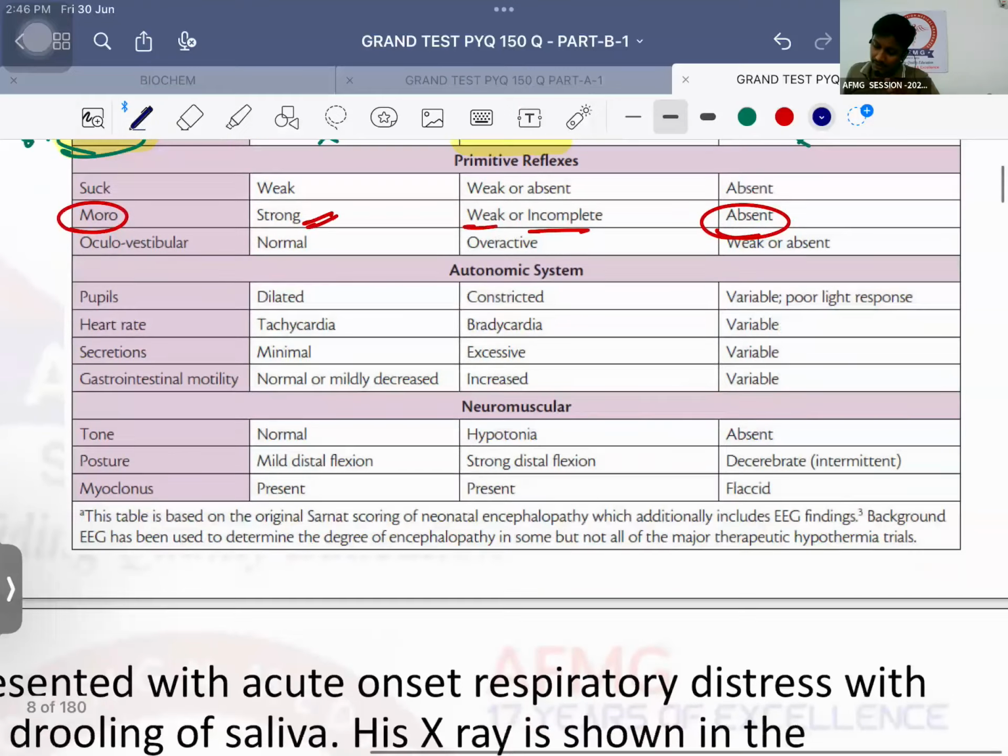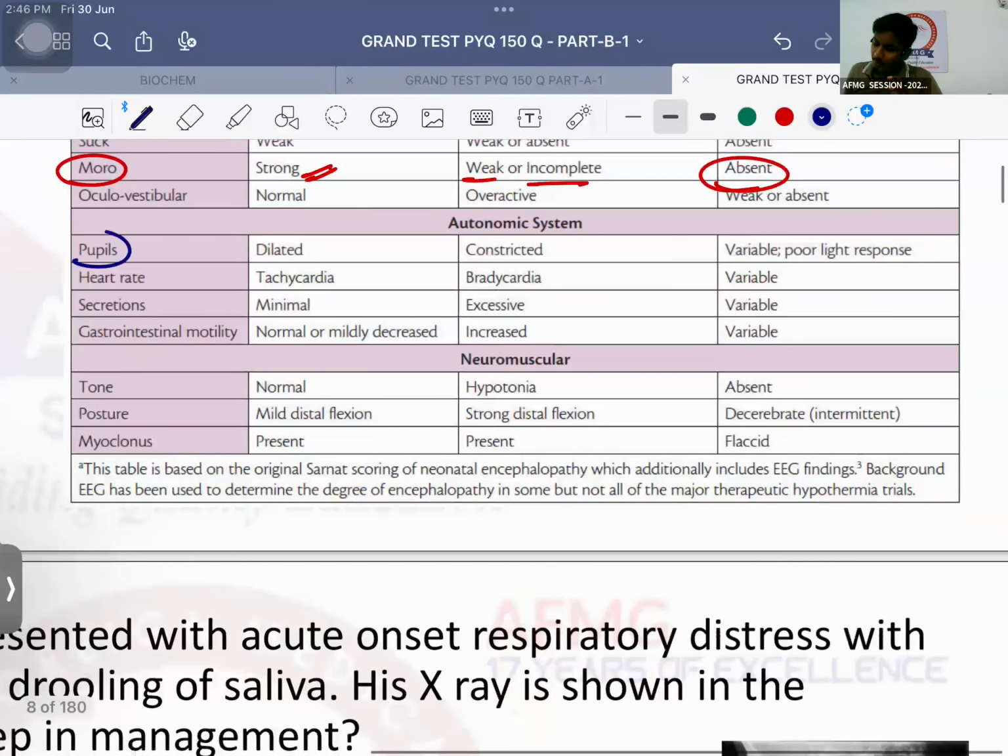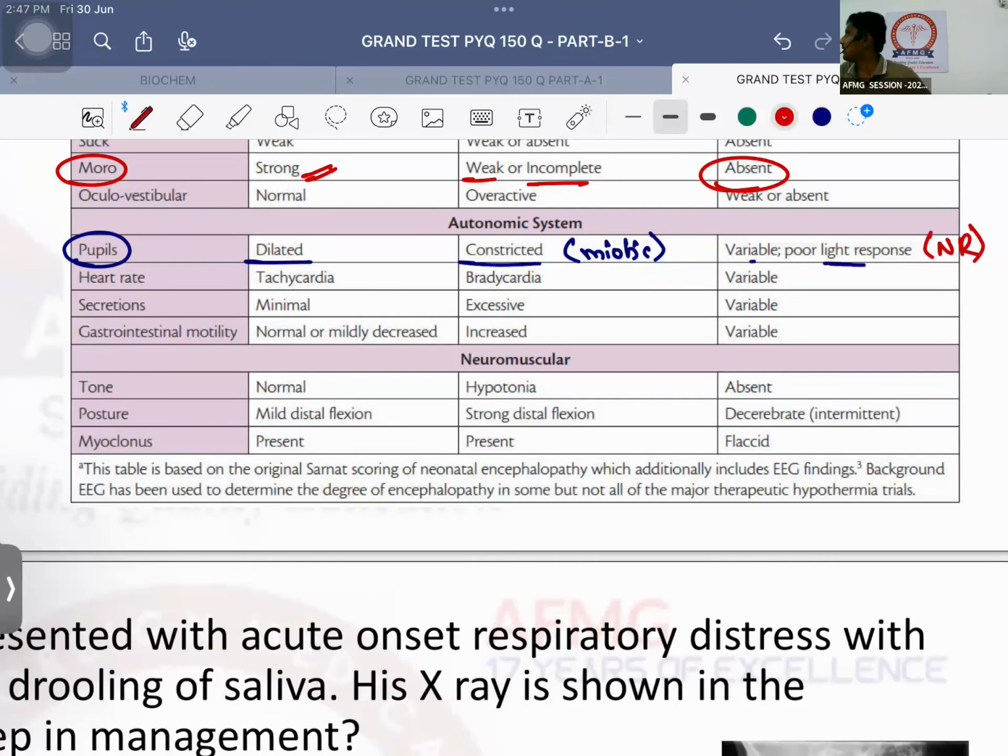Please remember. Next important is, you need to remember about the pupils as well. The pupils are dilated in stage 1. They are constricted or myotic in stage 2. Okay, and they are variable or there is very poor light response in stage 3. They are not responding to light in stage 3. What does not responding to light mean? Non-reactive or very poorly reactive to light.